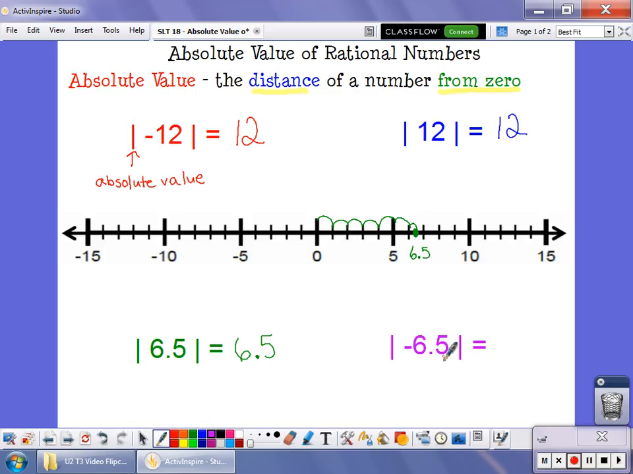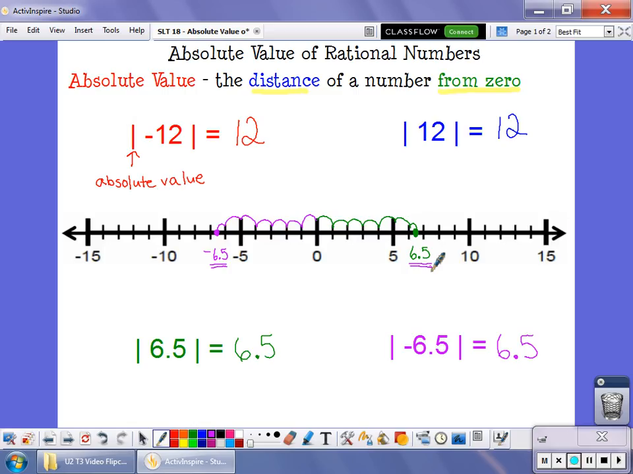Now what about the absolute value of -6 1/2? So again, put that on your number line. -6 1/2 or -6 5/10. And it is 1, 2, 3, 4, 5, 6 1/2 units away from 0. So the absolute value of -6 1/2 is also 6 1/2. Both of these numbers are 6 1/2 units from 0.